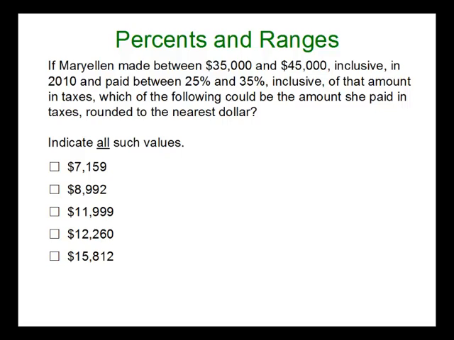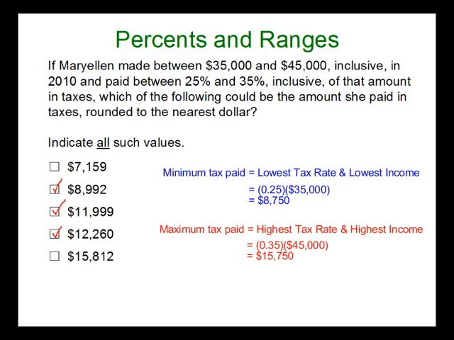And so now we can look at the ranges. Clearly, the lower the tax rate and the lower the income, the less tax she'll pay overall. So the minimum tax that she could have paid uses both the low tax rate and the lowest income. And that sets a lower limit of $87.50. And with that, you can eliminate the first answer. Maximum is just the highest tax rate times the highest income, and that sets an upper limit of $15,750. The bottom answer, the highest answer, is not correct.